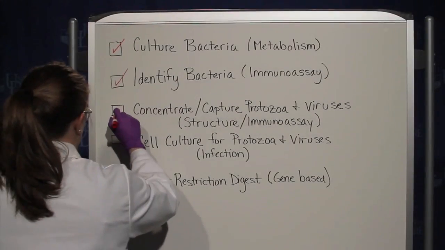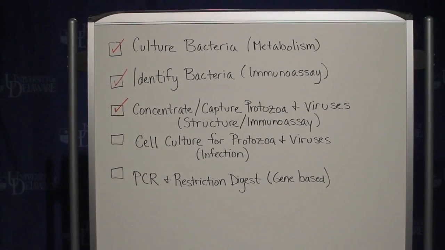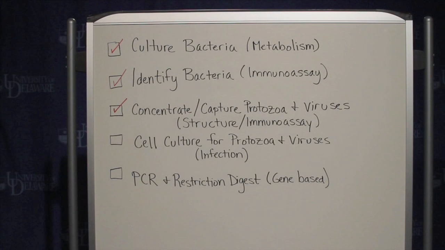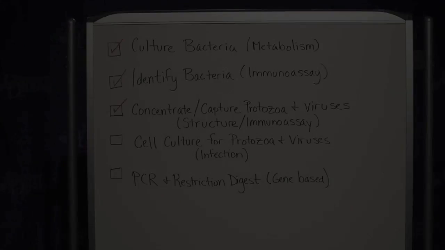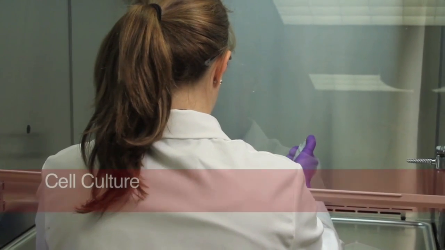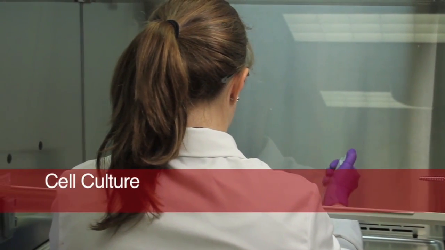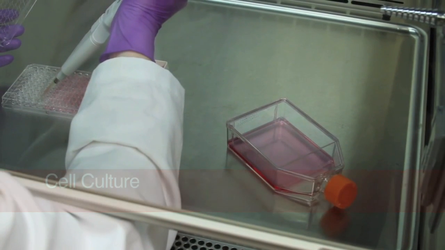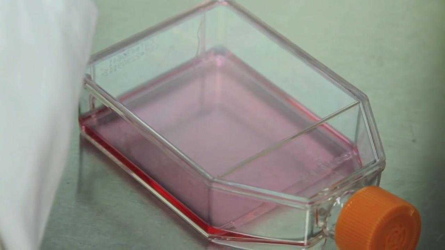We may have concentrated or captured protozoa and viruses, but we still don't know if they could have caused these illnesses. The infectivity of viruses and parasites can sometimes be tested in the lab, not with an animal model, but with just one type of animal cell.